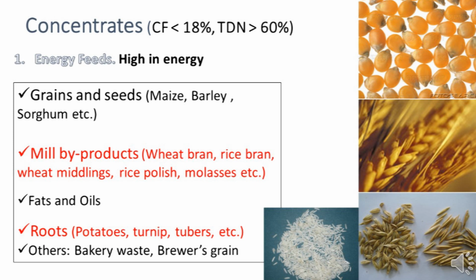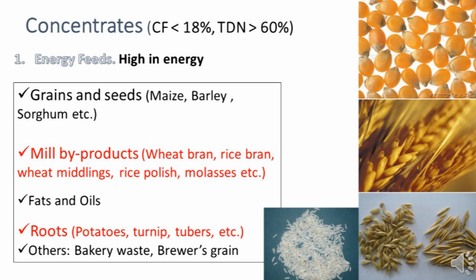So we will start with energy concentrates. Under this, we have the example of cereal grains or other seeds, not the oil seeds. These are simply the cereal grains and seeds. Examples are rice, wheat, barley, oat, maize.